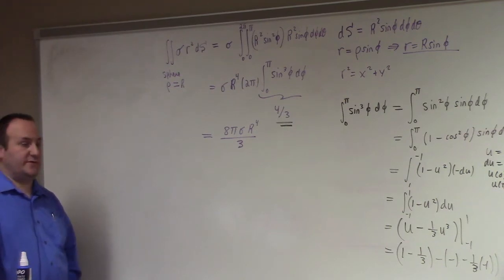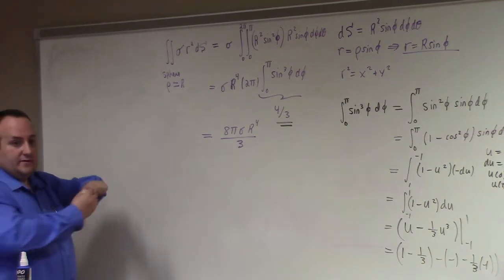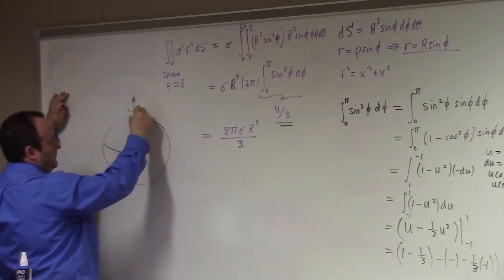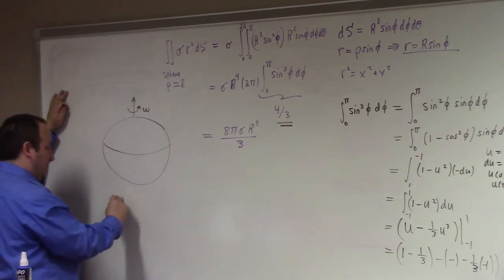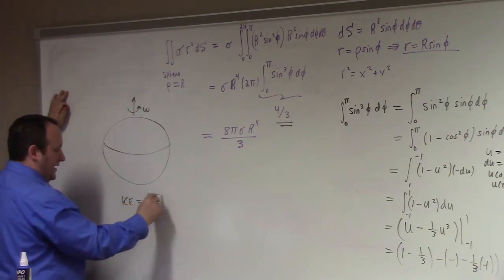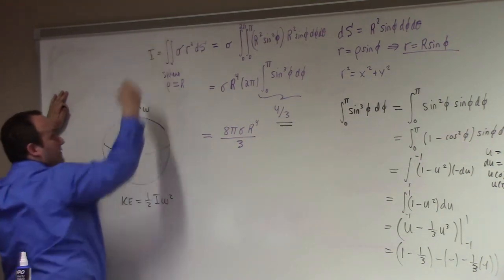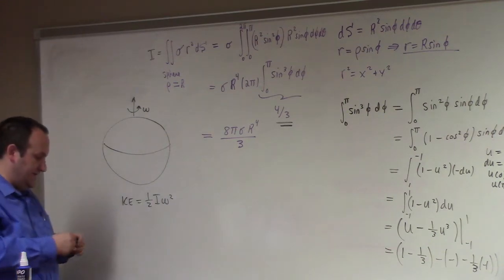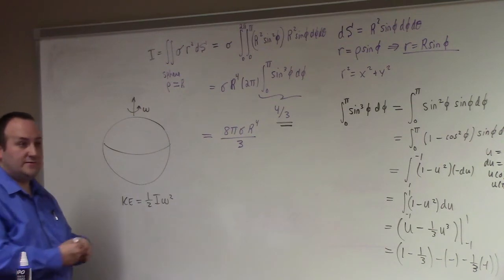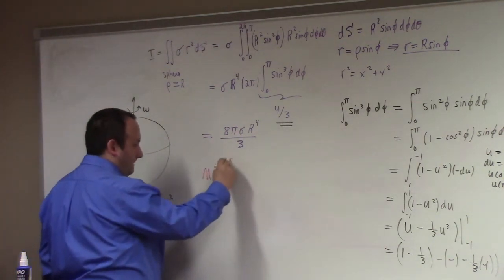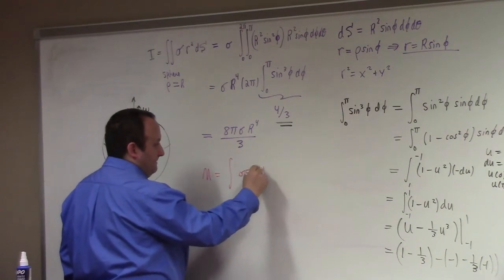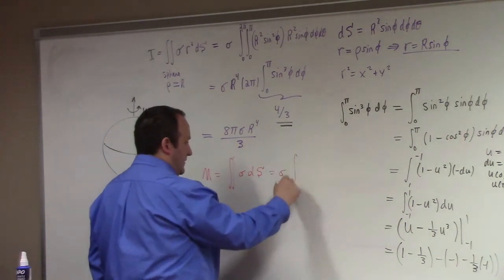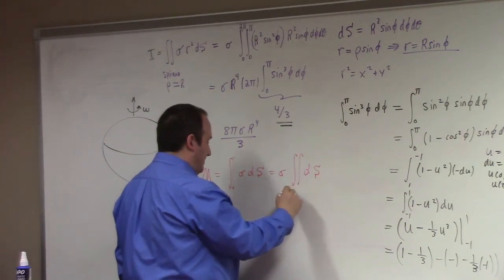Now, this was the moment of inertia of a sphere of constant surface density sigma, right? If you were to rotate with angular velocity omega, the kinetic energy would be 1/2 I omega squared. This is the I. Now, if you wanted to state that in terms of the mass of the sphere, how would you do that? If I want to eliminate sigma and write it in terms of mass instead, what's the mass of the sphere? The integral of sigma dS over the sphere, right? So sigma is a constant. What's the integral of dS over a sphere?